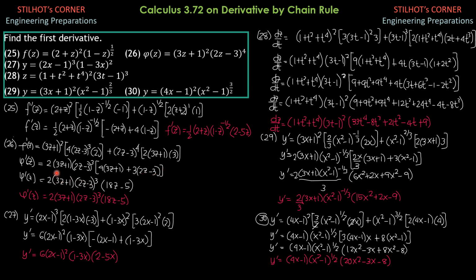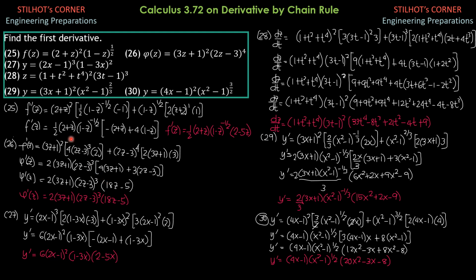Simplifying, so we have 2 quantity 3z plus 1 quantity 2z minus 3 cubed. This is 12z plus 3 times 2, 6z. 12z plus 6z is 18z. 4 plus 3 times negative 3, negative 9. 4 minus 9 is negative 5. Therefore, chi prime of z, or the derivative, is equal to 2 quantity 3z plus 1 quantity 2z minus 3 cubed times quantity 18z minus 5.